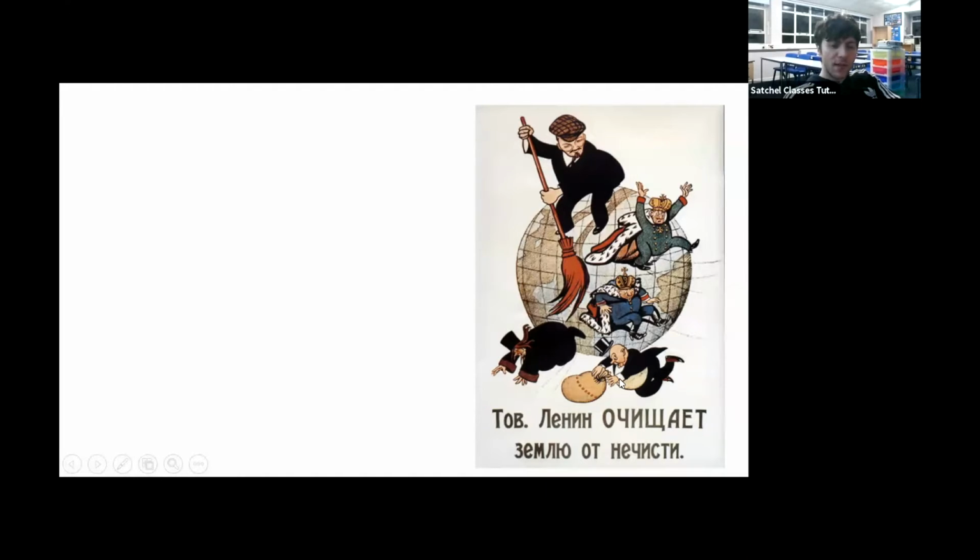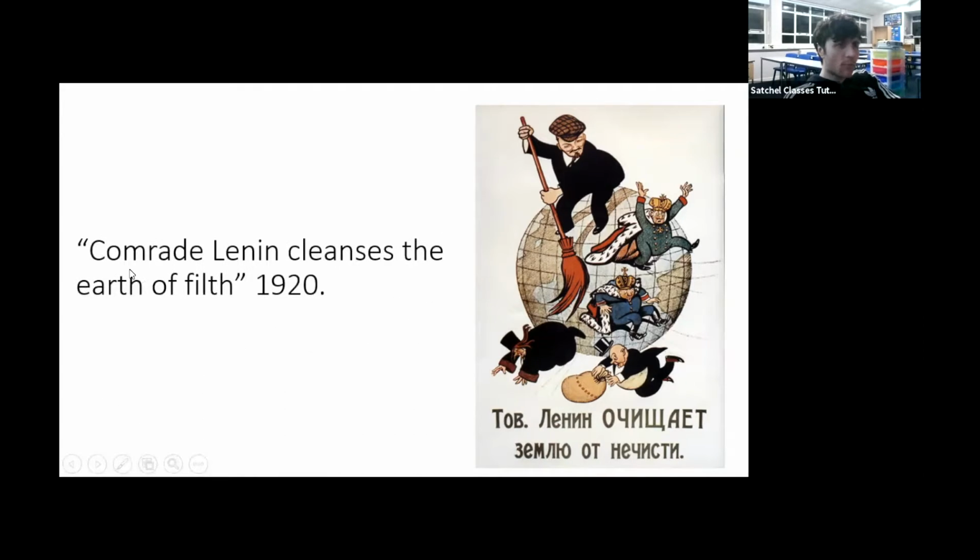So who do you think these people might be meant to be? They relate to one of your keywords. See if you can say who they're supposed to be. So if you said they're the bourgeoisie, then you're absolutely right. The man at the top is Lenin, another man from your keywords, the leader of the Bolsheviks. And the caption says this: Comrade Lenin cleanses the earth of filth. And this was made in 1920 in Russia, once the Marxists had seized power.